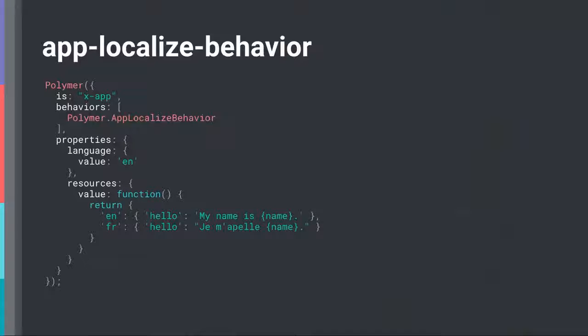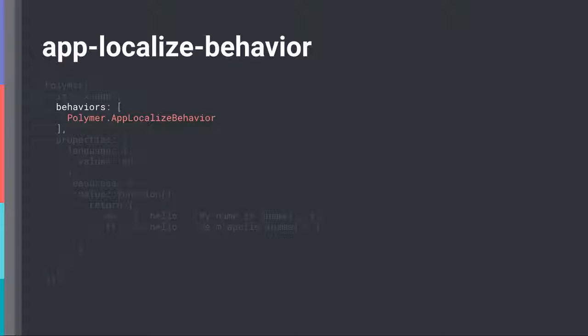And so to use the app localize behavior, you use it in any Polymer component that's going to be responsible for translating strings. So if you are familiar with Polymer and building web components using Polymer, this will be very familiar syntax to you. To use app localize behavior, you add it as a behavior to your component. And then you give it 2 properties.